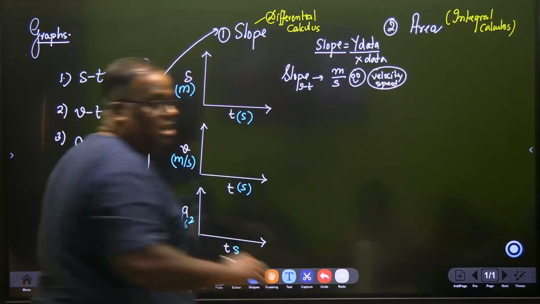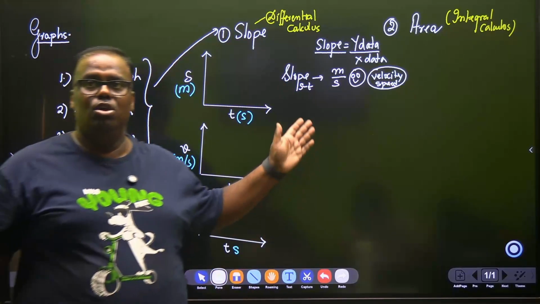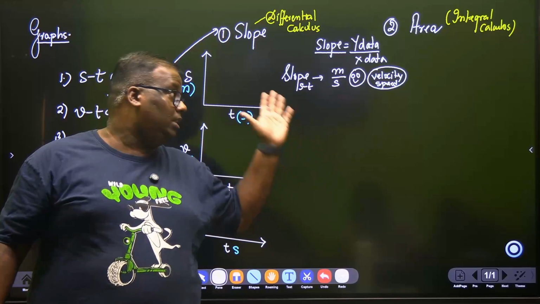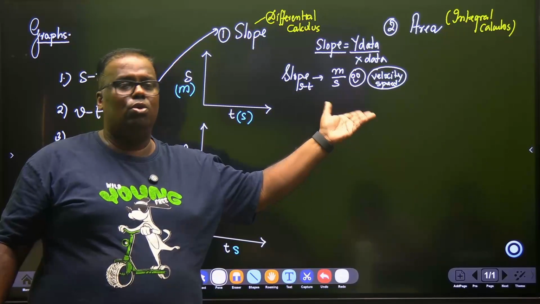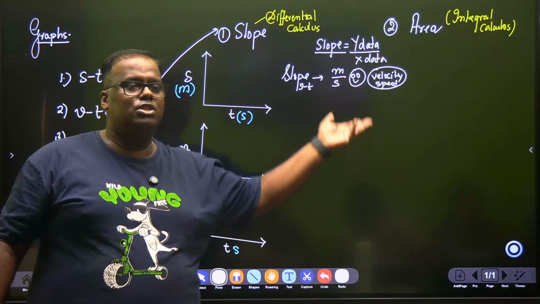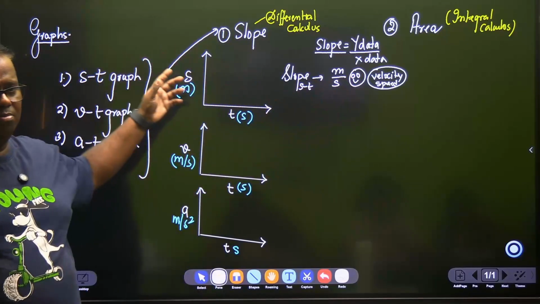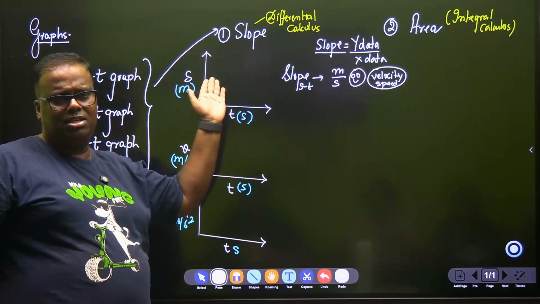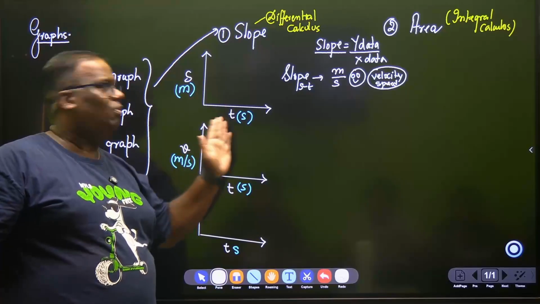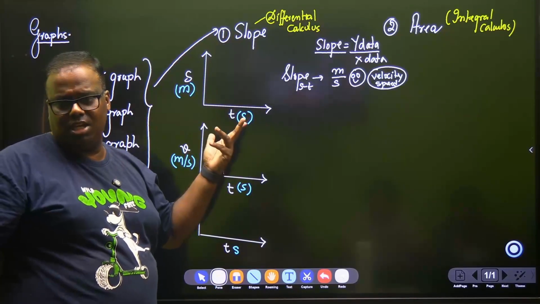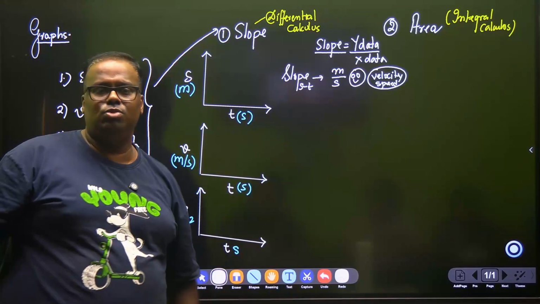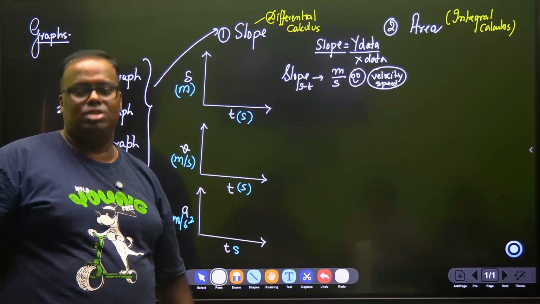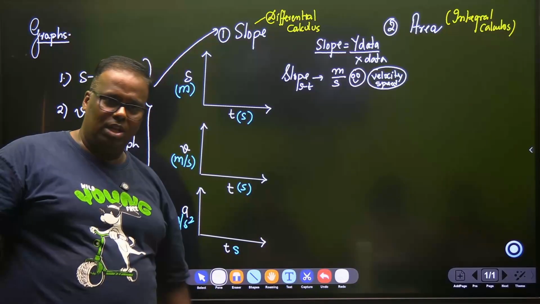Children, did you understand the desi technique that I taught you? All of you could interpret why the slope will tell you velocity. Slope is rise over run. Whatever rise you measure, that unit will be what? Meter. Whatever run, it will be in second. Meter by second is a unit which is held by velocity. Clear for your whole life?